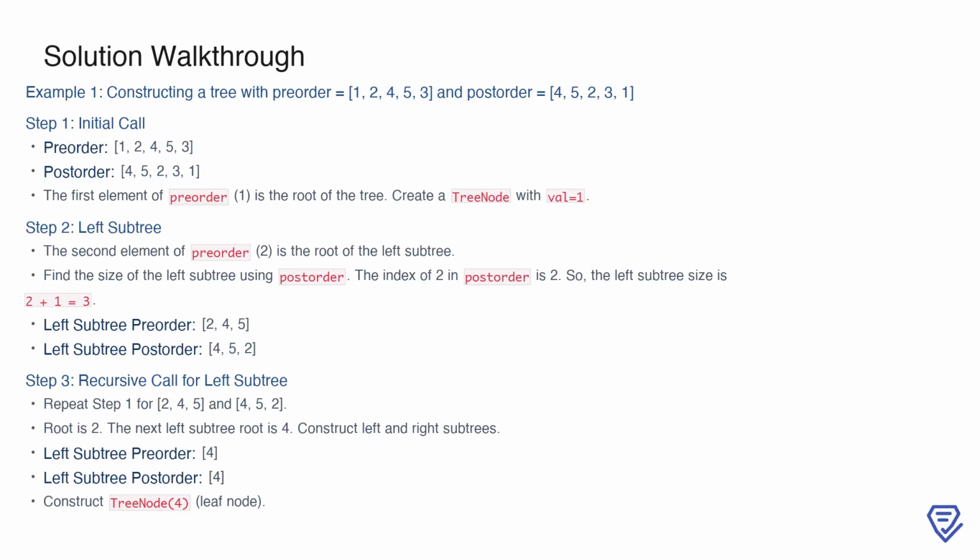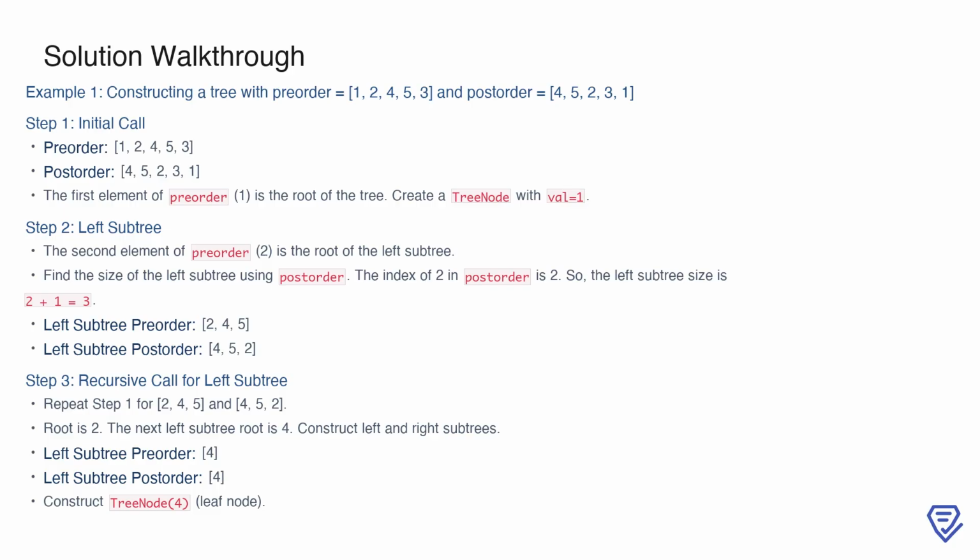In this example, we are tasked with constructing a binary tree from the given preorder and postorder traversals. The preorder traversal starts with 1, 2, 4, 5, 3, and the postorder traversal is 4, 5, 2, 3, 1. The first step is identifying the root of the tree, which is always the first element of the preorder traversal. In this case, the root is 1, so we create a tree node with value 1.